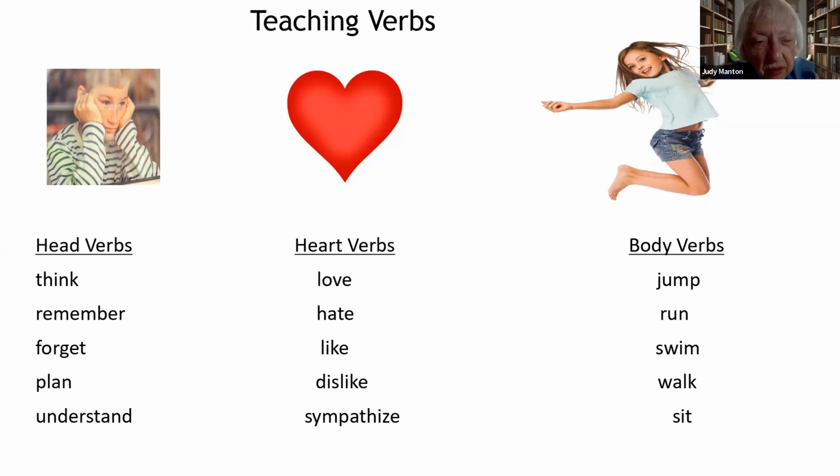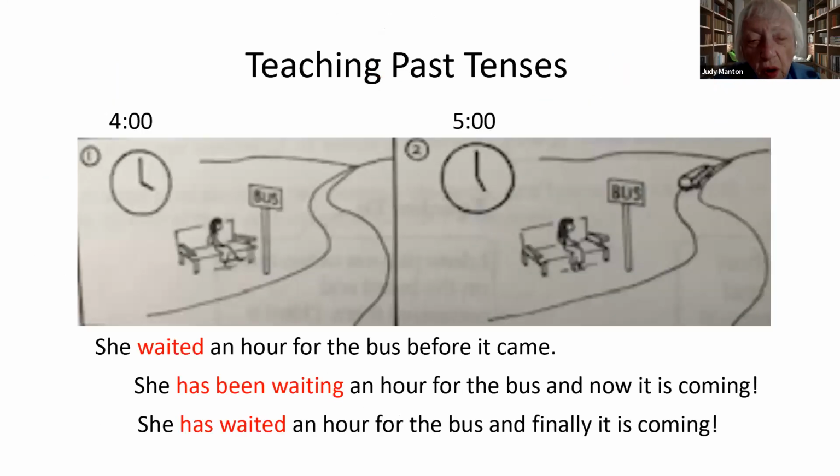Teaching past tenses. These are a little complicated, the present perfect and the past perfect. These past tenses are difficult for students to grasp. The sketches plus the examples might help. A hand gesture indicating continuing on and on and on can help teach the ing form. She waited an hour for the bus before it came. And the second picture illustrates she has been waiting for an hour for the bus, and now it is coming. Or she has waited for an hour for the bus, and finally it is coming.